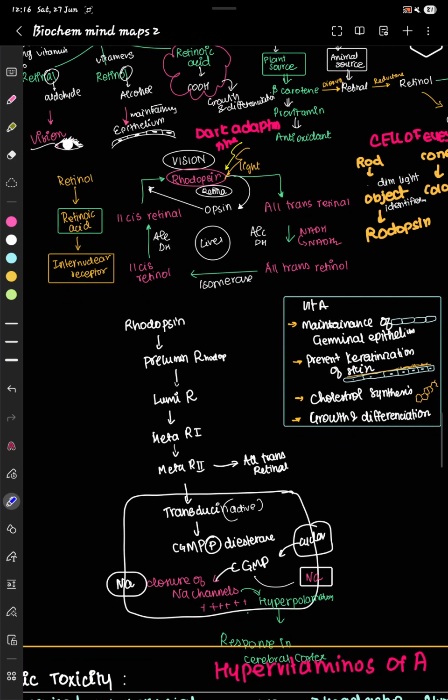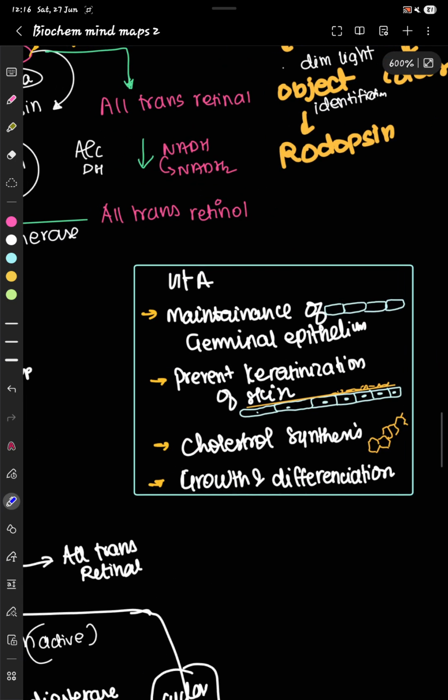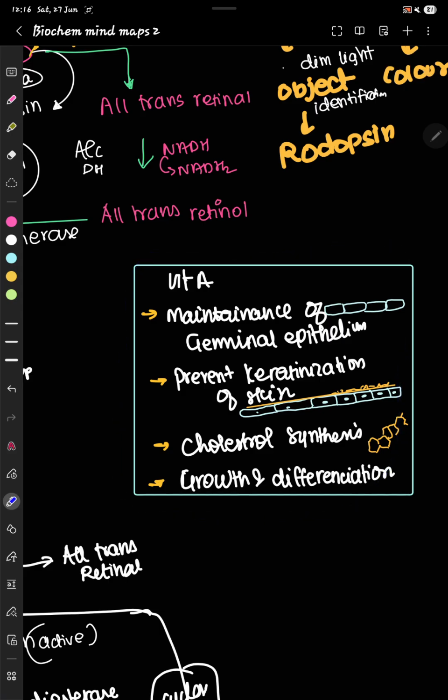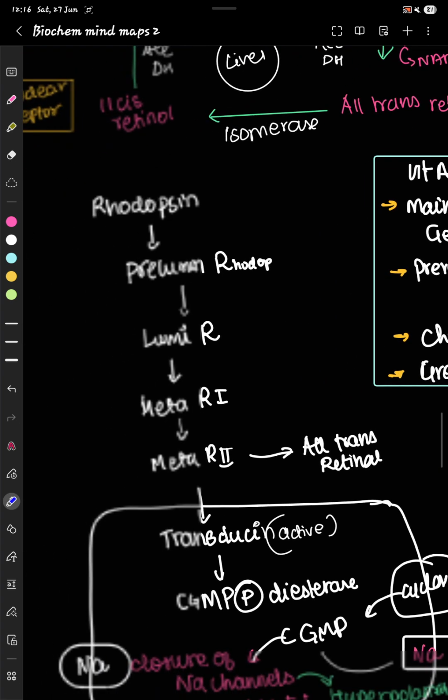Alright, now let us move on to the other functions of vitamin A. First of all, vitamin A is essential for the maintenance of germinal epithelium, and it prevents keratinization of skin. It also helps in cholesterol synthesis, because vitamin A, you know, is retinal. And we have growth and differentiation. Now, these are other functions of vitamin A.